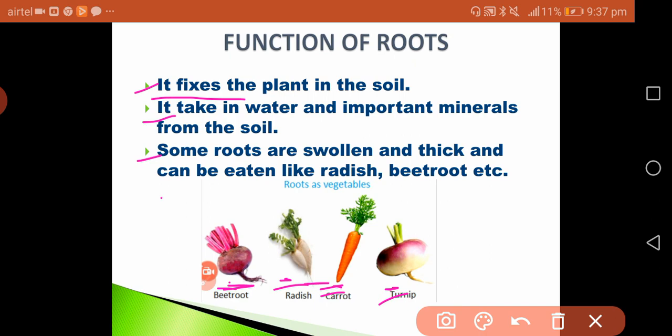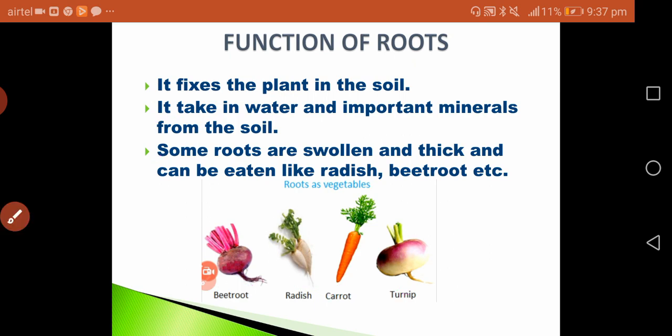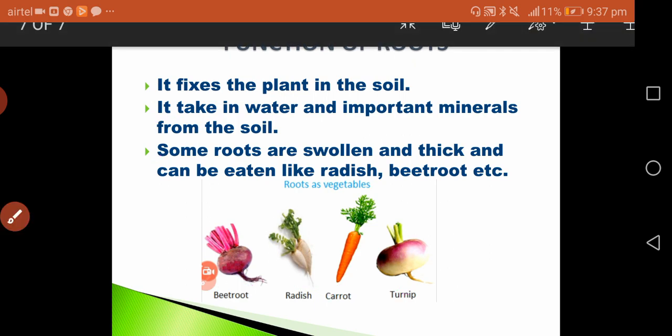So these were some important functions of roots, and in today's topic we discussed the parts of a plant, taproot and fibrous root, then the difference between the taproot and fibrous root, and what the functions of roots are. I hope it is all clear to you and you have understood it well.